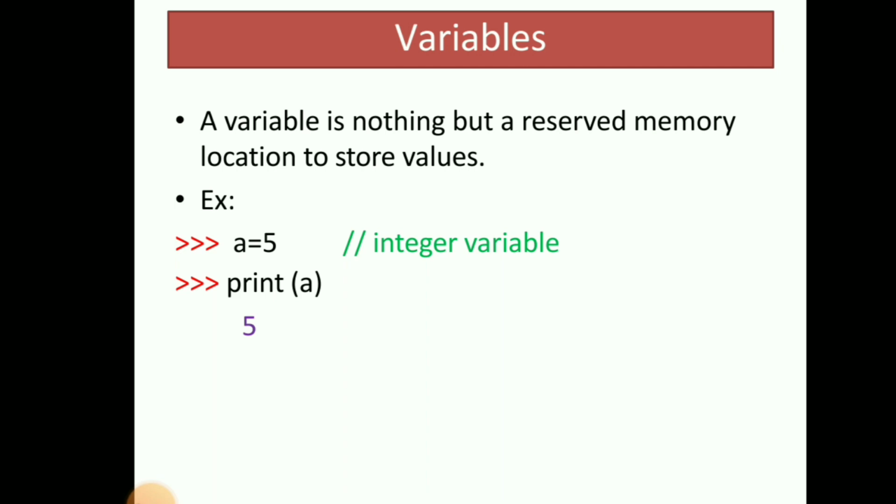If you want to create a variable, write the variable name, equal to, and on the right-hand side the expression or the value we have to assign. For example, a equal to 5. Here a is an integer variable. We assign the integer value 5 to the variable name a. If you want to print the variable a, we can use the print statement in Python to print the value of the variable.